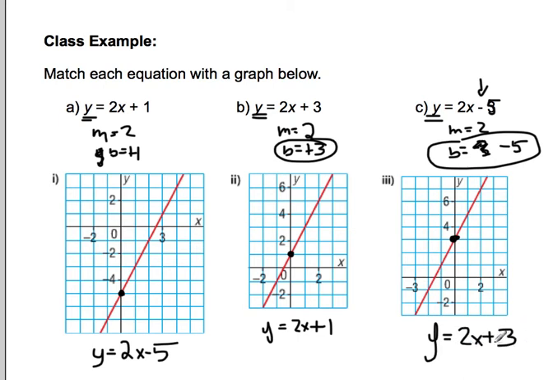Now, if you're not sure and you're not confident with this, if you create the table and match the points, you're still going to get it right. You can still use strategy 1 for this, but this is, again, a little trick. It has to be in slope-intercept form. It has to be y is equal to, y is equal to, y is equal to. You can't have it in standard form in this work.